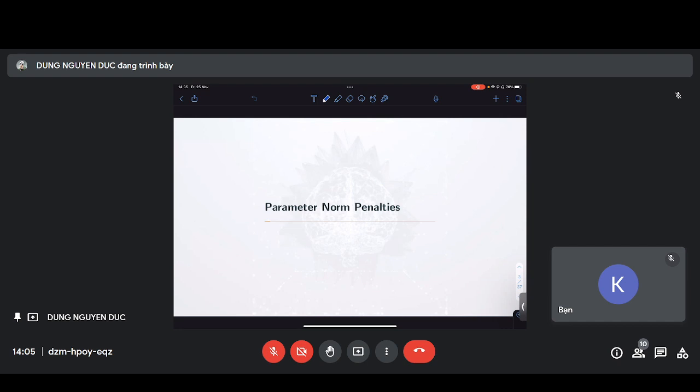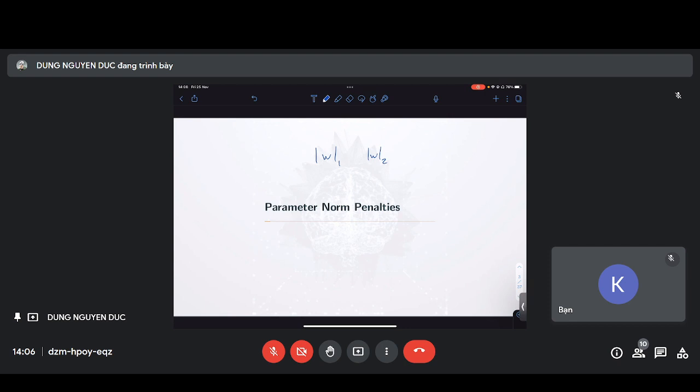Okay, so first, let's talk about parameter normalization. Sorry, not normalization, norm penalties. So when we talk about norm penalty, we are going to penalize the norm here. Based on this terminology, you can see that it can be the L1 norm, but it can also be the L2 norm. It depends on what you want to do.